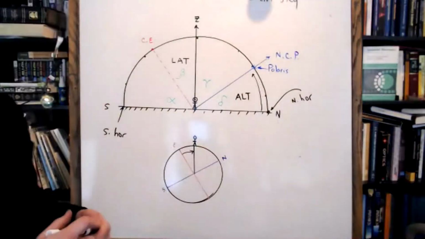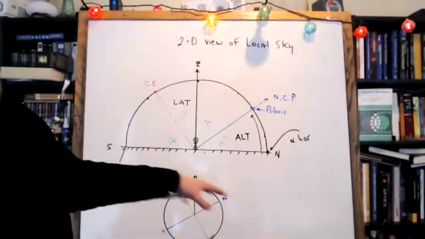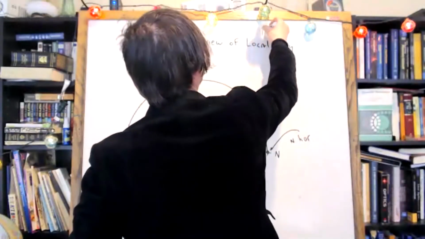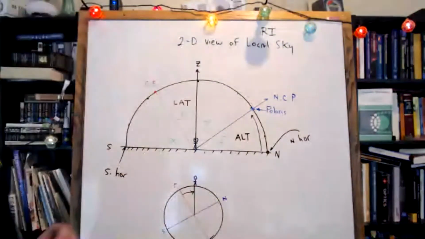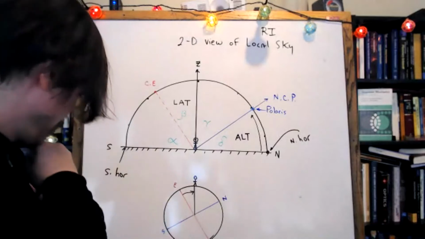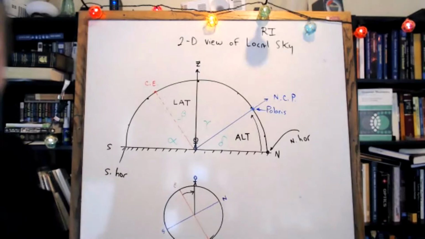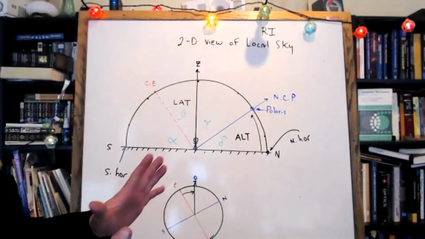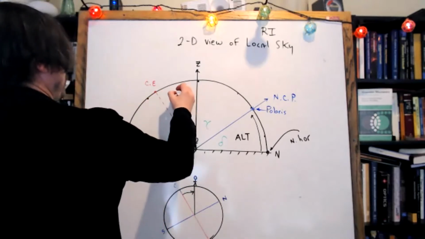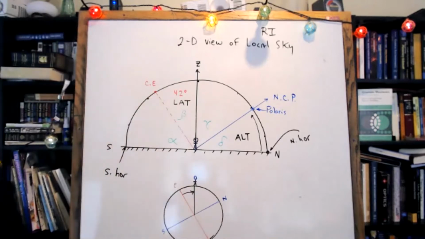All right. Now let's put in some numbers for the Rhode Island local sky. So far, we've just been general, but now I want to turn this into a 2D view of the Rhode Island local sky. So Mia, what is the latitude of Providence, Rhode Island? Wasn't it 41.5 north? Well, 42 degrees will do just fine, okay? So in other words, if this is your latitude, this angle is 42 degrees, okay?